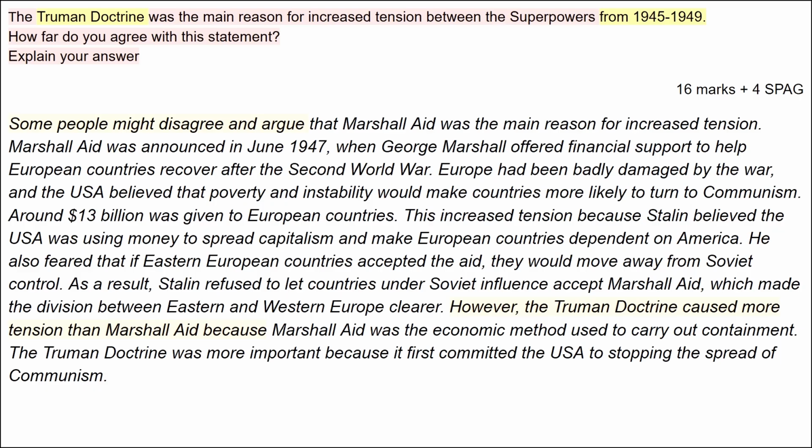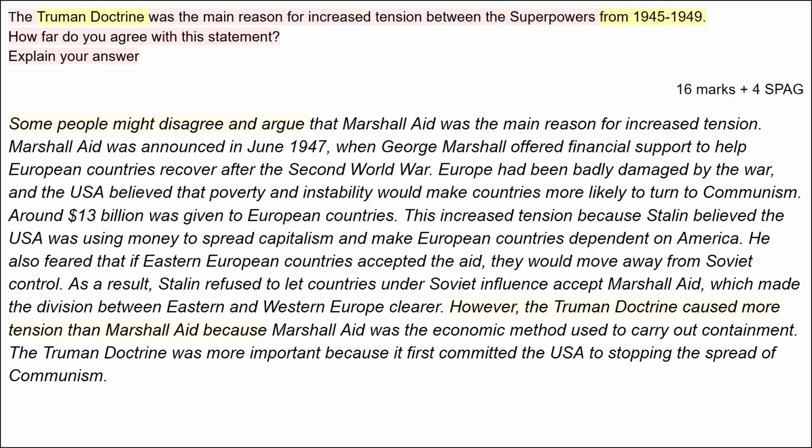Now, look at what I'm doing with the next bit. I'm acknowledging Marshall Aid, I've spoken about why it did cause tension, and I'm adding this little bit on here to show a consistent argument. However, the Truman Doctrine caused more tension than Marshall Aid because Marshall Aid was the economic method used to carry out containment. The Truman Doctrine was more important because it first committed the USA to stopping the spread of communism.